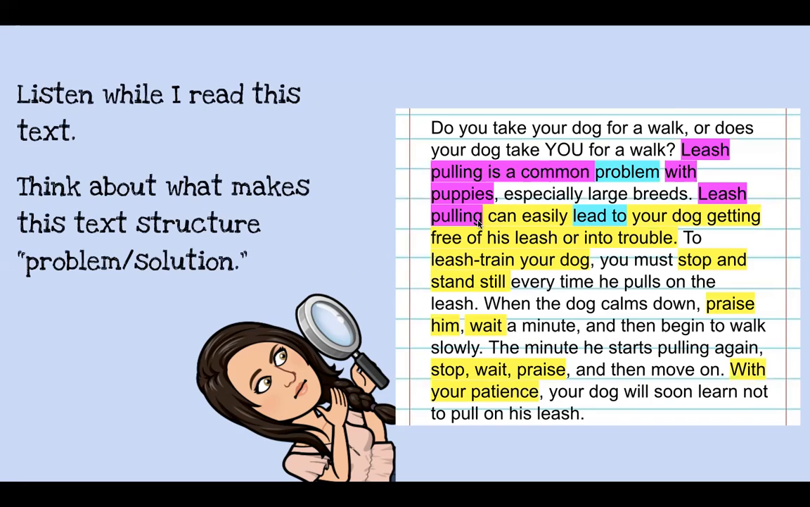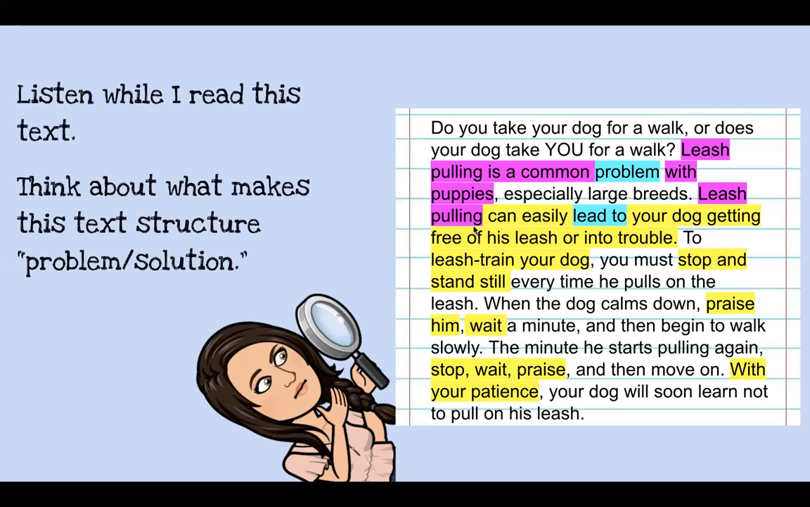So now let's look for what is the issue being presented. So in the pink I highlighted, leash pulling is a common problem with puppies. So that's kind of the issue being presented to us. And it even goes further as to describe why that's a problem.